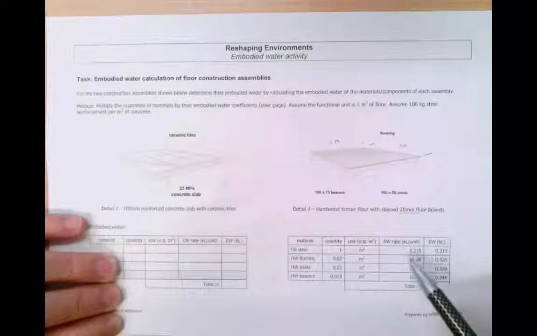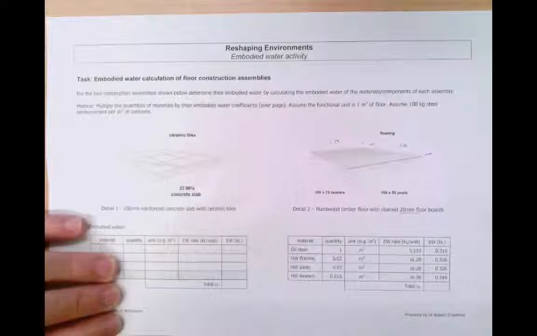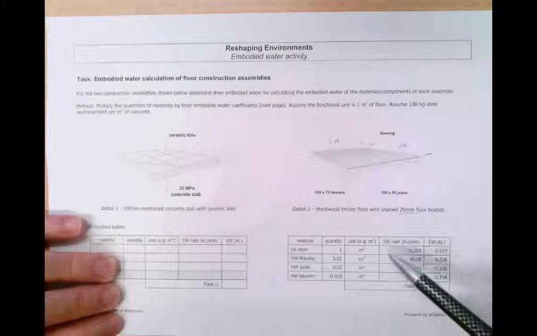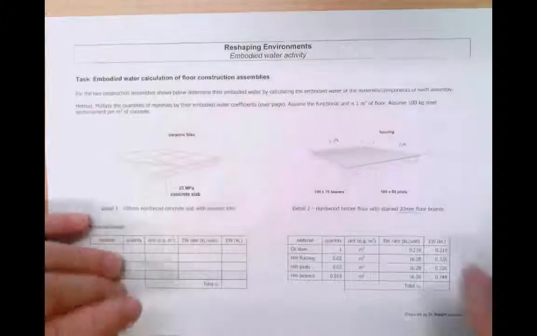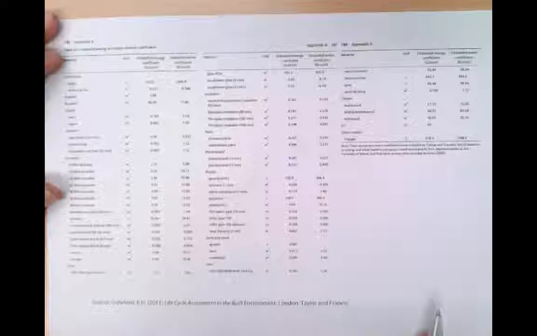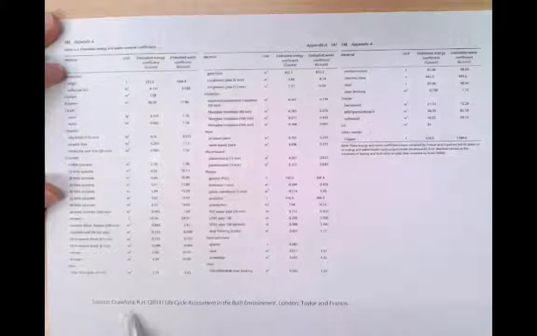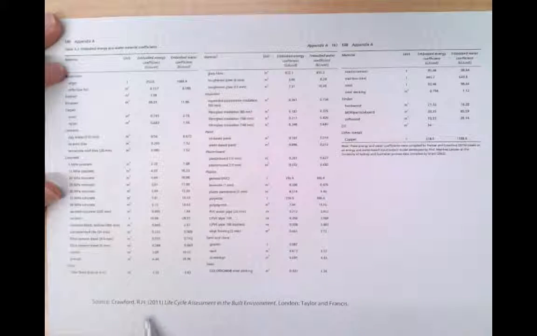We now need to go to a source to find the embodied water rate in kilolitres per unit. On the back side of this table, there is information taken from a book, Life Cycle Assessment in the Built Environment by Robert Crawford, who was the person who gave a lecture in Reshaping Environments on embodied water. And so these tables of these sorts are also available widely on the internet. You just need to be very careful about the source of the data.